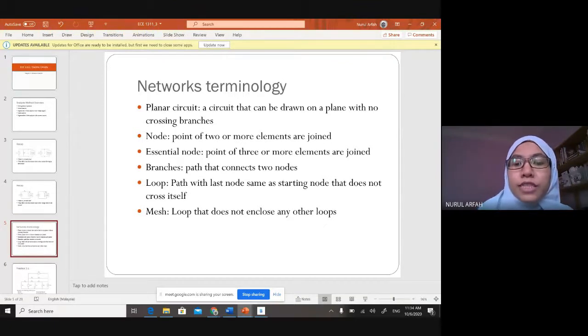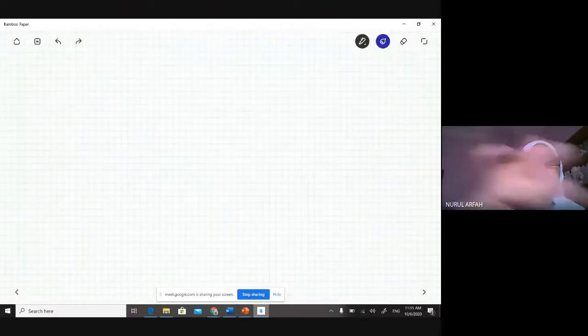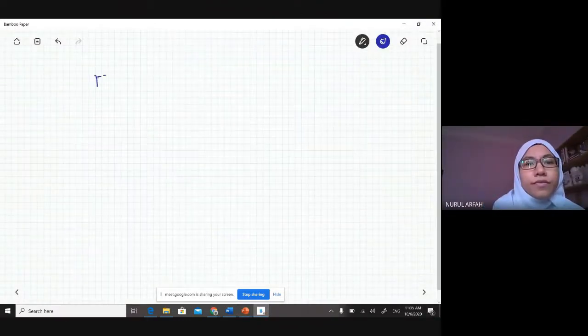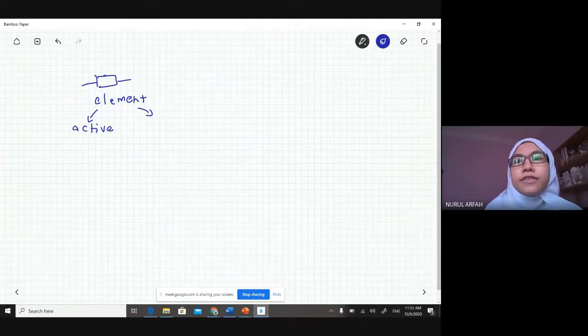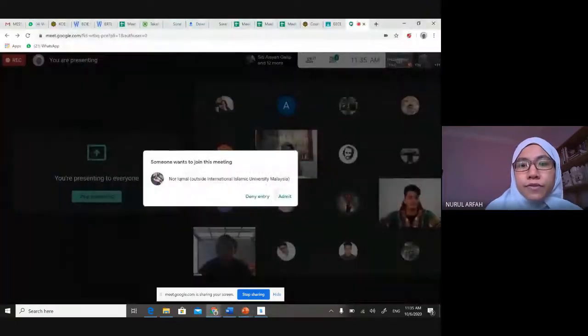Some of the terminology. Do you still remember what is a planar circuit? There are no crossing branches. What is a branch? A branch is any element, right? And what elements did we have in our last class? Voltage, resistor. Yes, voltage is active, and yes, active and passive.